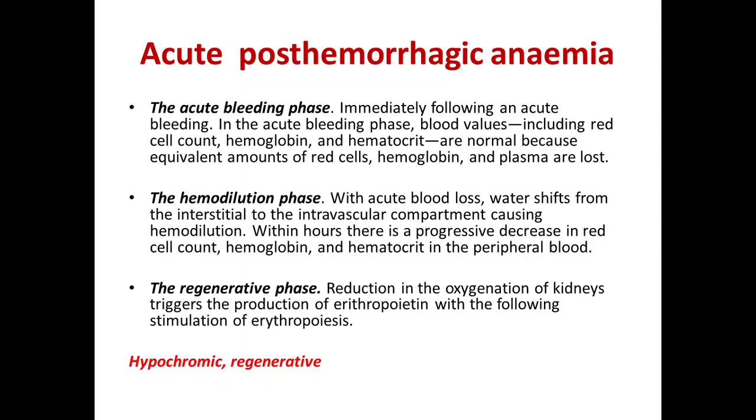The third stage is regenerative phase. Reduction in the oxygenation of kidneys triggers the production of erythropoietin with the following stimulation of erythropoiesis. The count of reticulocytes can increase up to 20–30%. This anemia at the third stage can be characterized as hypochromic and regenerative.